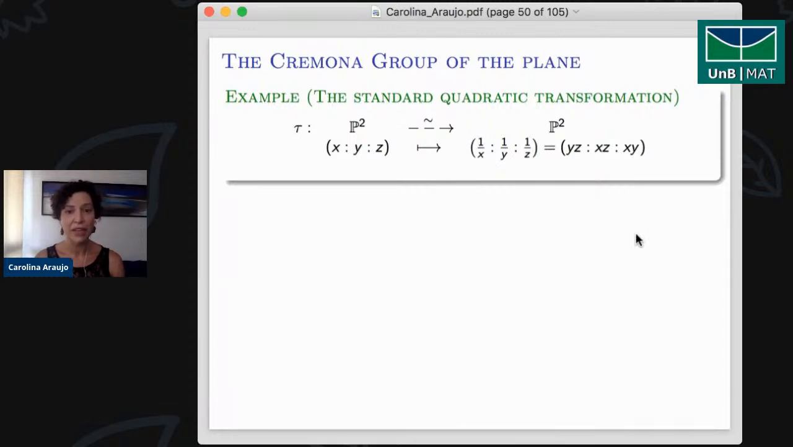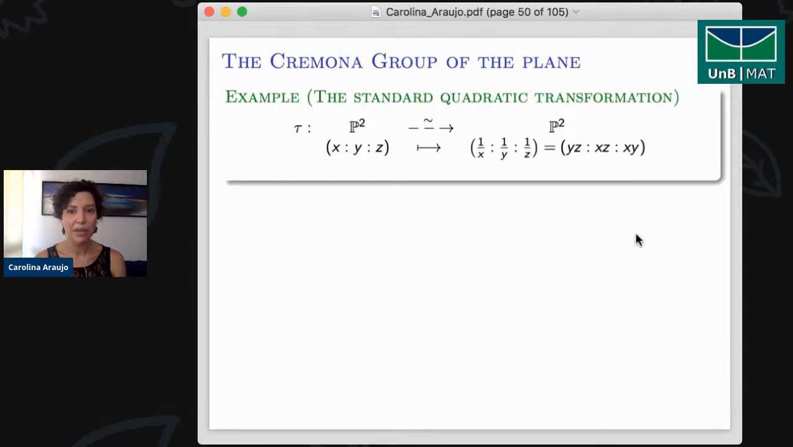It is given in projective coordinates. I gave it in two different ways, which is going to be useful for different purposes. The first way you can define it is as just taking the inverse of each of the coordinates. We see that this does not really make sense if one of the coordinates is 0. But in projective space, we can multiply all the entries by the same polynomial.